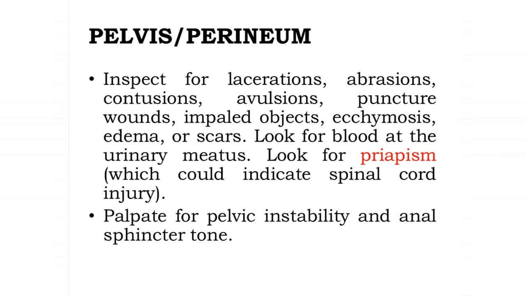4. Pelvis/perineum. Inspect for lacerations, abrasions, contusions, avulsions, puncture wounds, impaled objects, ecchymosis, edema, or scars. Look for blood at the urinary meatus. Look for priapism, which could indicate spinal cord injury. Palpate for pelvic instability and anal sphincter tone.